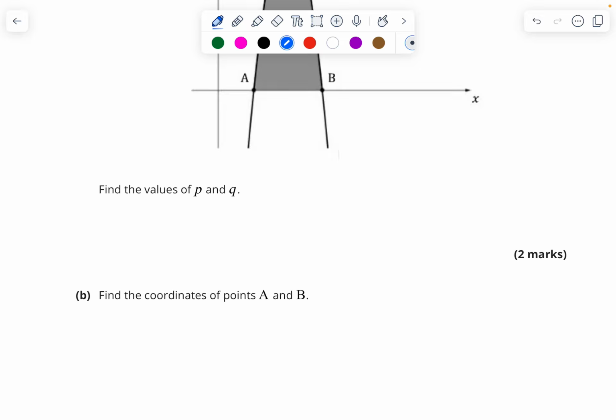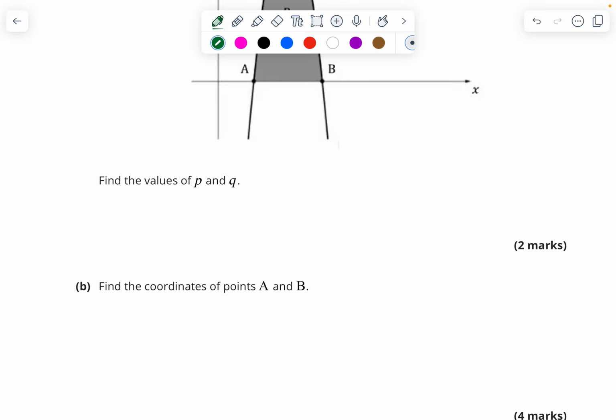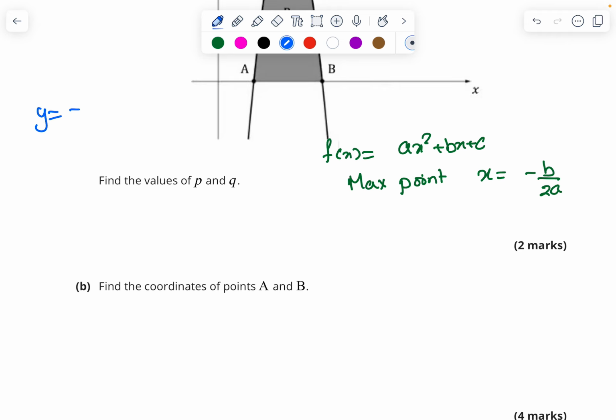So for this, f(x) equals nothing but what? ax² + bx + c. The maximum point will be at x = -b/2a. So remember that is the formula. Now over here, what has been given? y = -4x² + px + q. So compare it out. a is -4, b is p, and c is q.